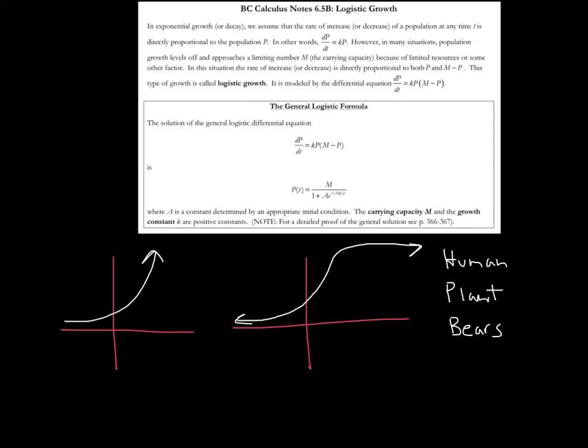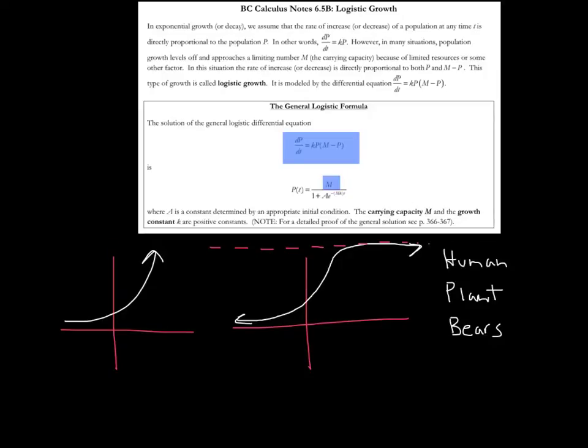Now, the differential equation for the logistic growth is right here. dP over dt is equal to kP(M minus P). Now M, pay attention to M. M is the maximum amount of growth. That would be the highest number of bears you could put in a park, or the highest number of fish in a lake, or something like that. That is your carrying capacity. That is your max, your upper horizontal asymptote. That's where it's going to cap out, right there.